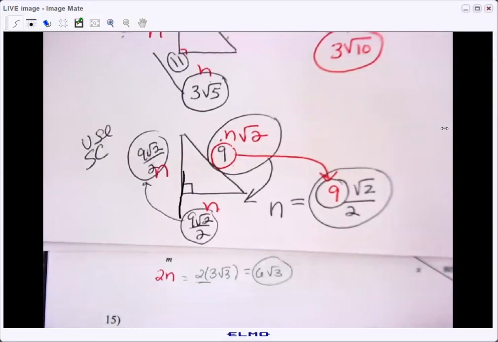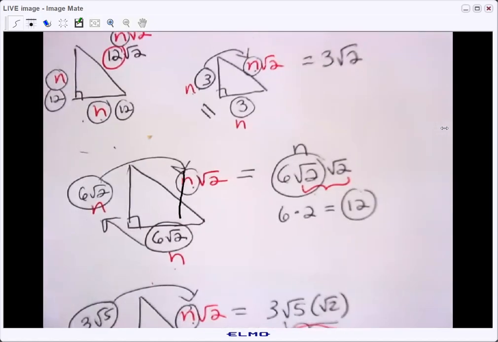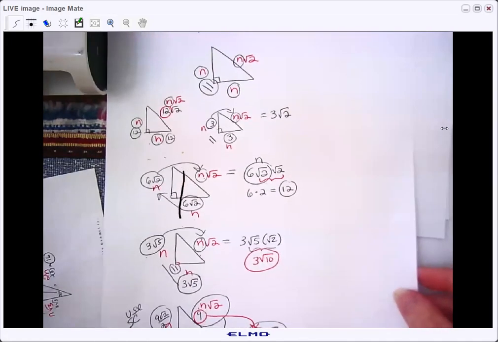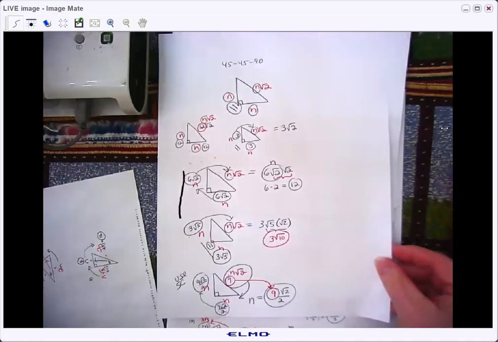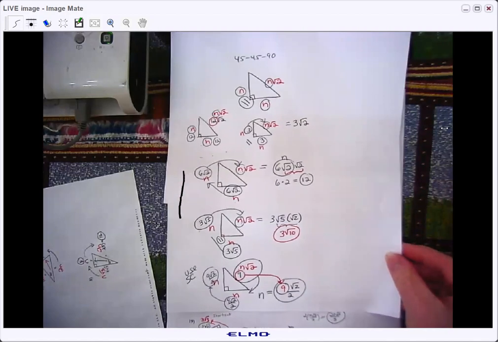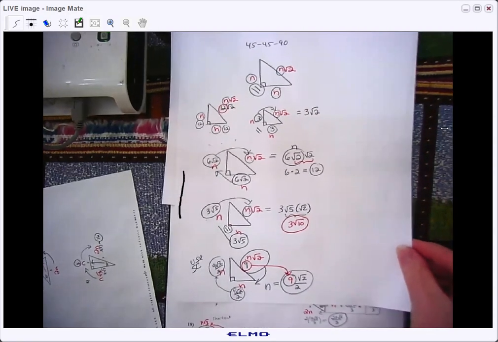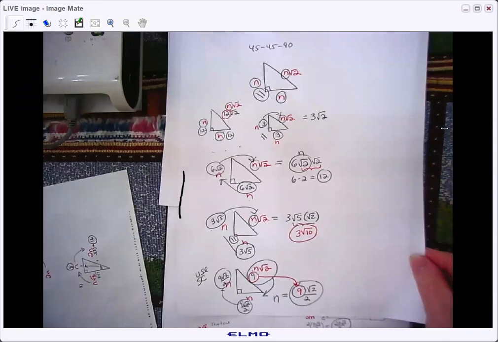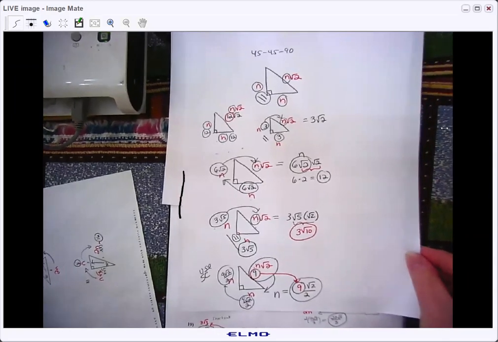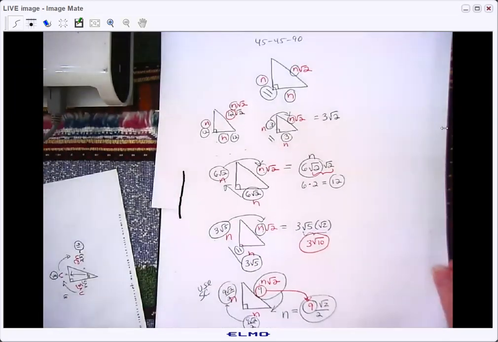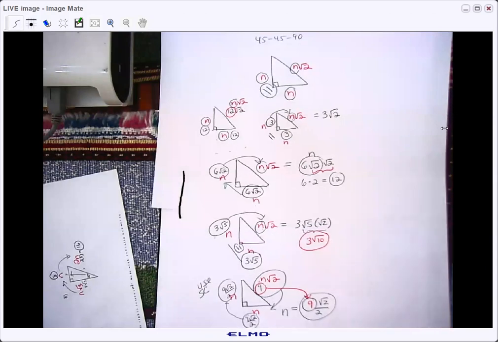So anybody want me to zoom out so they can take a picture of this? Okay, there was a couple. Maybe that. I really don't like that line there, but okay. So go ahead and take a picture of that.